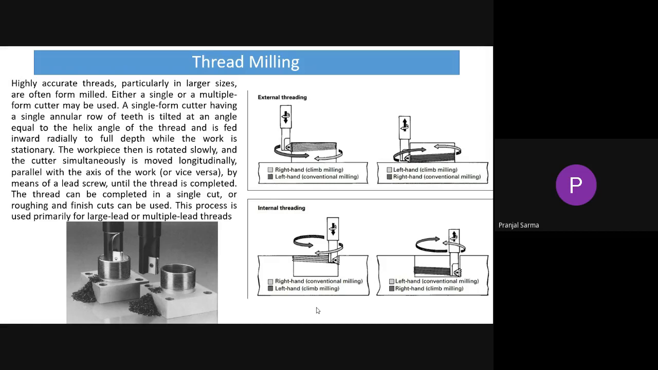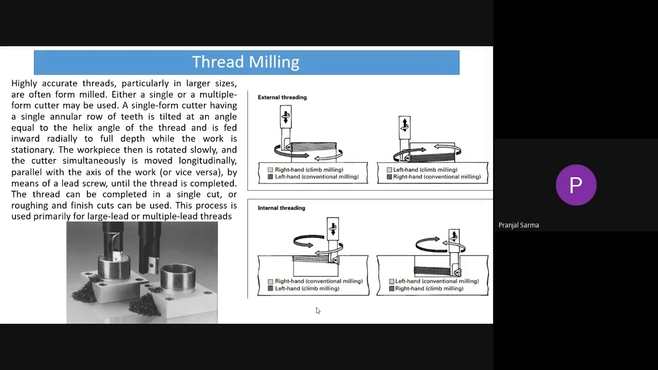So what is this thread milling method? By this thread milling method, we can get very highly accurate threads, particularly in larger sizes, generally with a form mill. So form milling means what? In that particular milling process, we are going to use a form cutter. Form cutter means it has the particular shape of whatever the final required thing is. So we can have either a single or a multi-form cutter which can be used in the thread milling process.